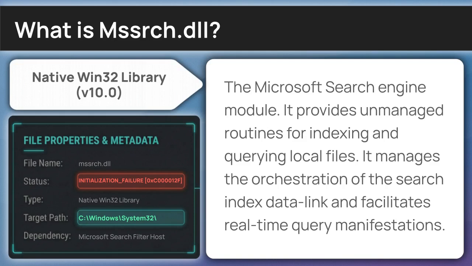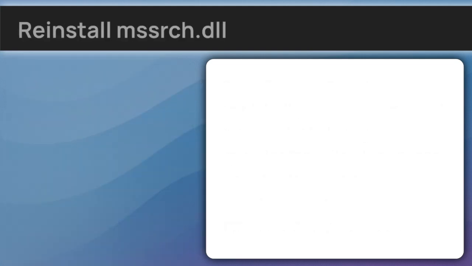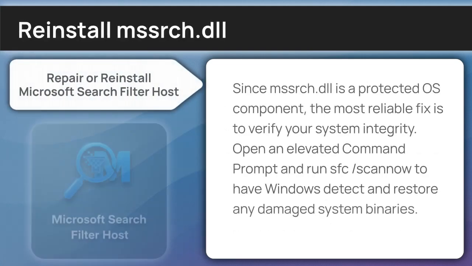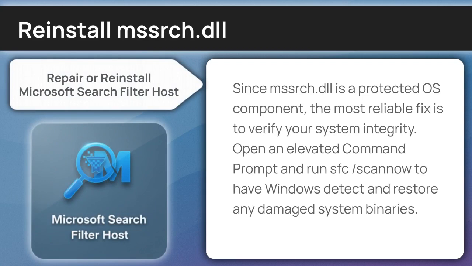With that background out of the way, here is how we actually restore the missing component. Since Mssrch Library DLL is a protected OS component, the most reliable fix is to verify your system integrity. Open an elevated command prompt and run sfc /scannow to have Windows detect and restore any damaged system binaries.